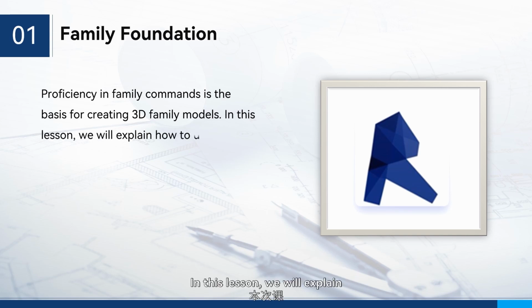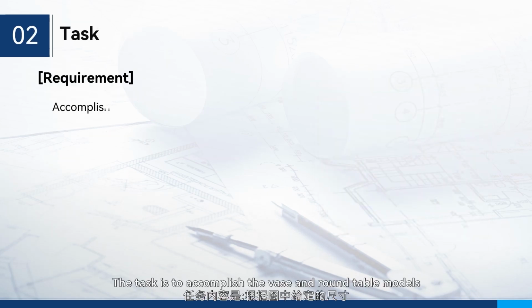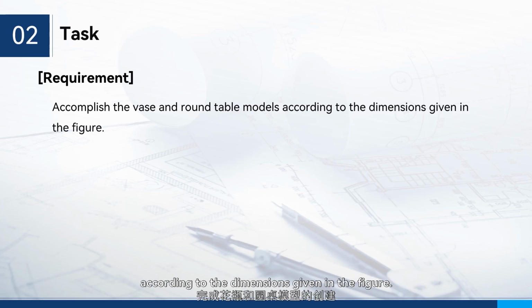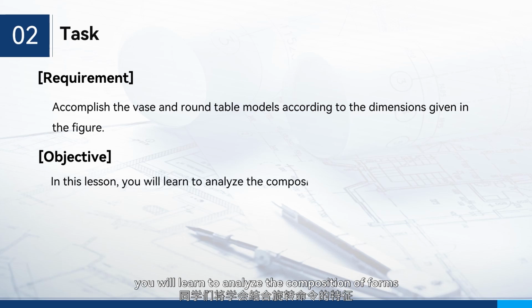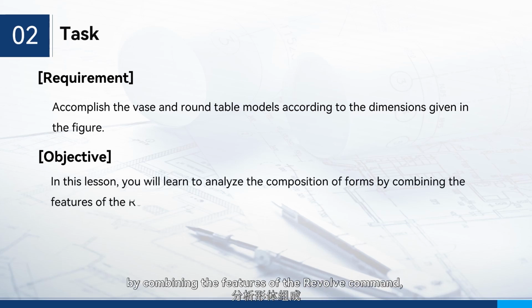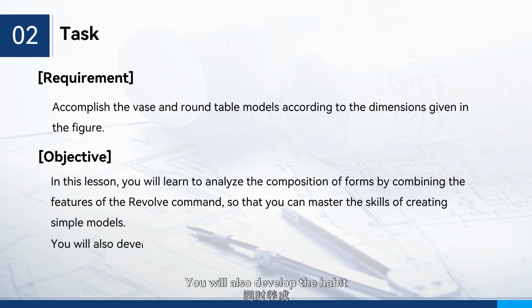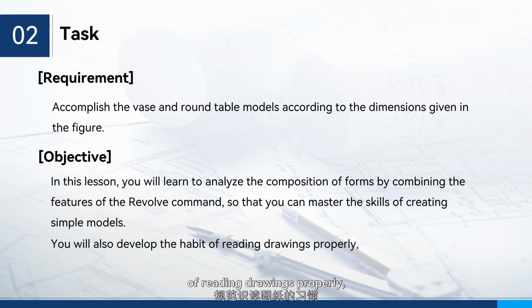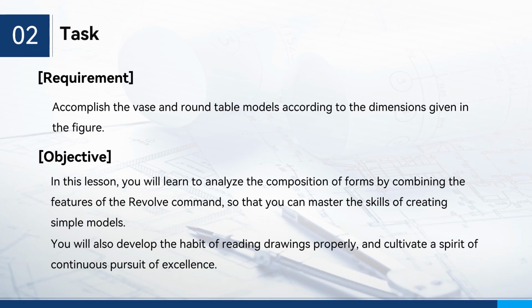In this lesson, we will explain how to utilize the Revolve command based on real cases. The task is to accomplish the vase and round table models according to the dimensions given in the figure. In this lesson, you will learn to analyze the composition of forms by combining the features of the Revolve command so that you can master the skills of creating simple models. You will also develop the habit of reading drawings properly and cultivate a spirit of continuous pursuit of excellence.